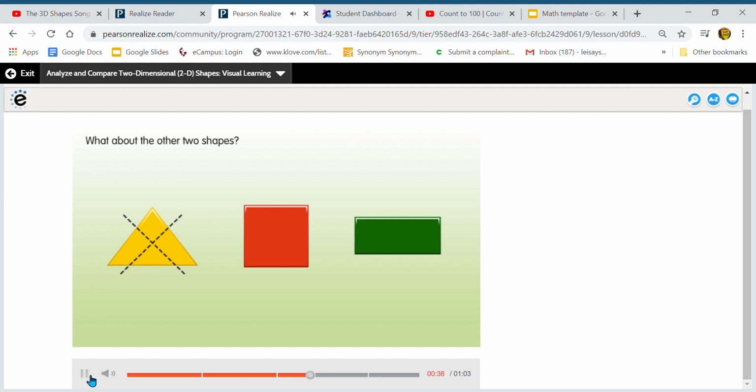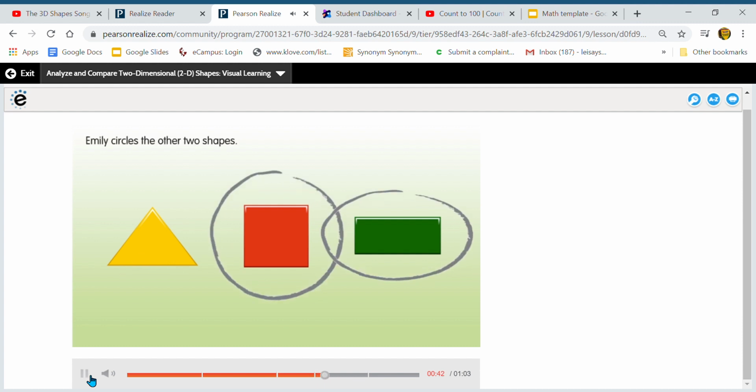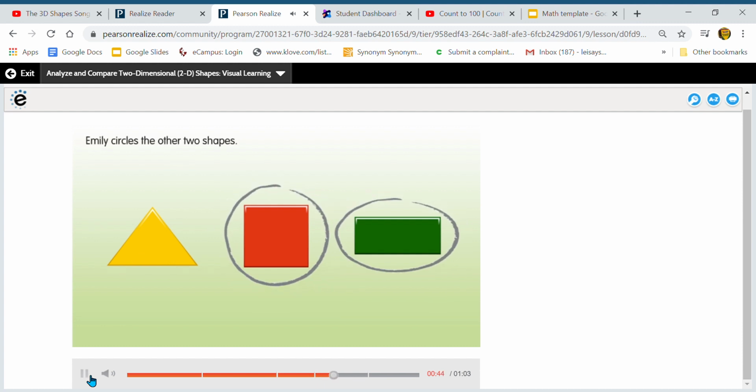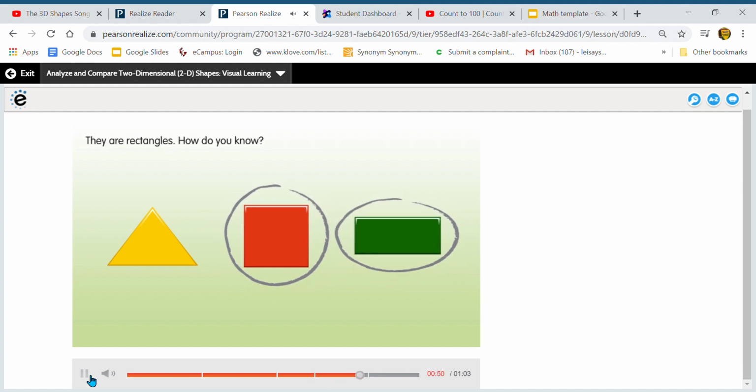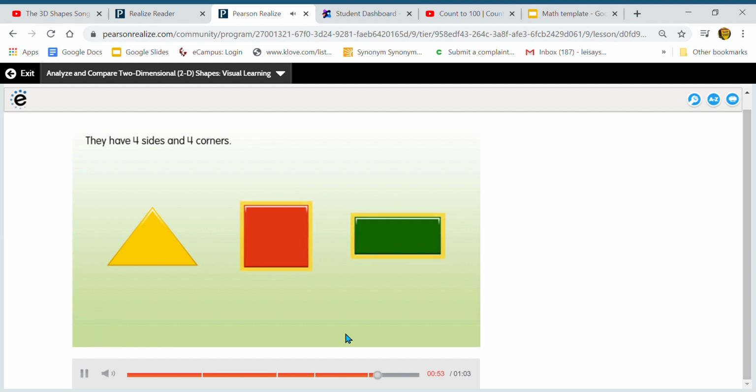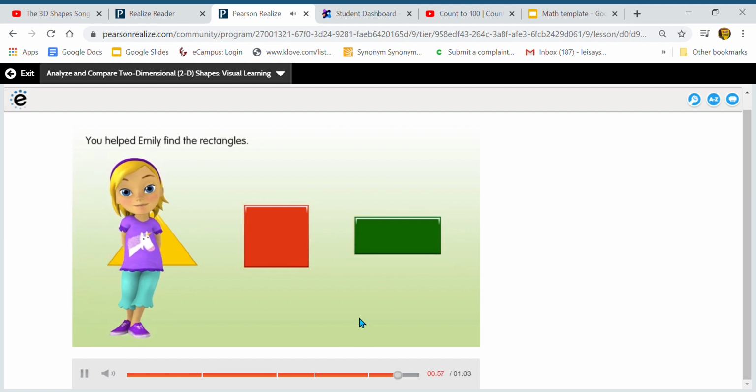What about the other 2 shapes? Emily circles the other 2 shapes. Why does she circle the 2 shapes? They are rectangles. How do you know? They have 4 sides and 4 corners. You helped Emily find the rectangles.